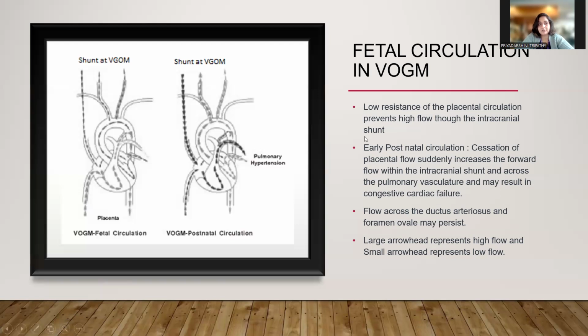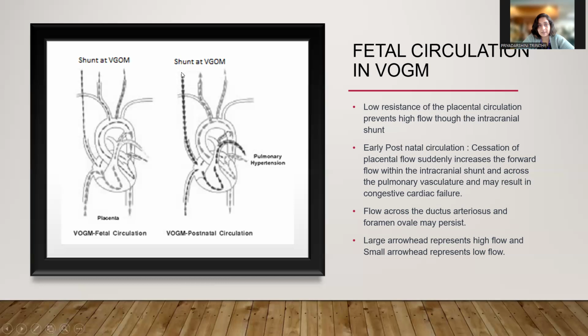If you see this picture, the first picture shows what happens in utero when the baby is still inside mom's uterus, and the second shows when the baby is born. The placenta offers a low resistance circulation and it prevents the high flow through the intracranial shunt. But when the baby is born and the placenta is gone, there is cessation of placental supply, and the placental flow suddenly stops and increases the flow to this intracranial shunt.